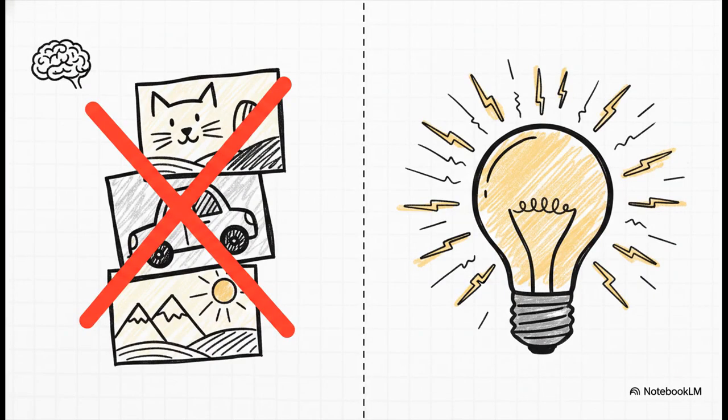Now, you'd probably think the answer is pretty straightforward. Just show it millions and millions of finished pictures and say, hey, learn to make one of these. But that's not really how the most powerful models we have today learned. The breakthrough idea was something else entirely, something kind of counterintuitive.